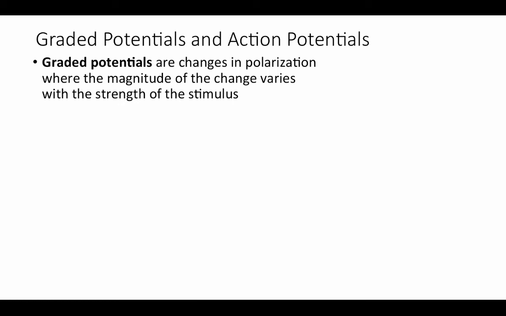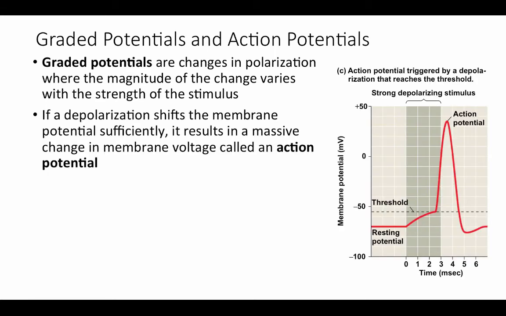And so when other neurons are communicating with this neuron that was at rest, we get what are called graded potentials. So graded potentials are changes in the polarization where the magnitude of the change varies with the strength of the stimulus. That's what we mean by graded. A stronger stimulus is going to create a stronger change in the membrane potential. So if a depolarization shifts the membrane potential sufficiently, it results in a massive change in membrane voltage called an action potential.